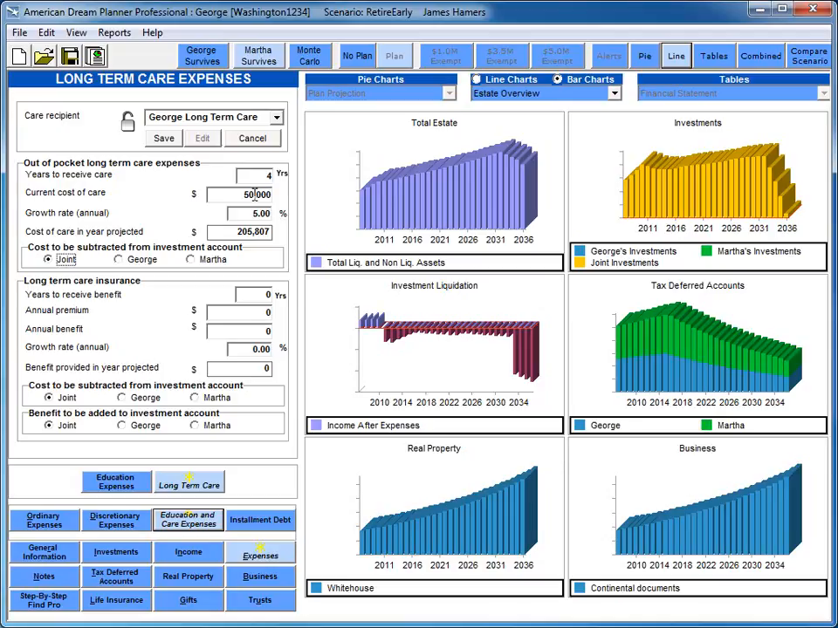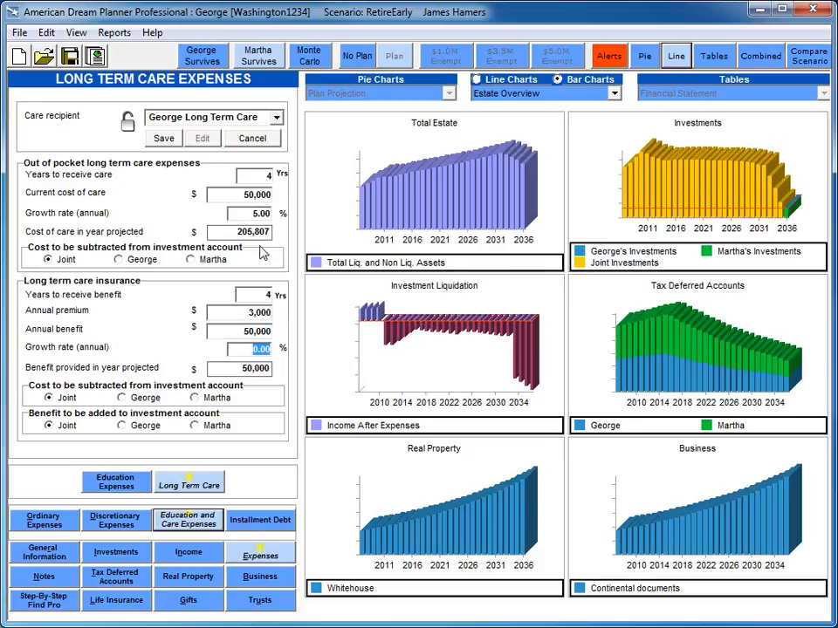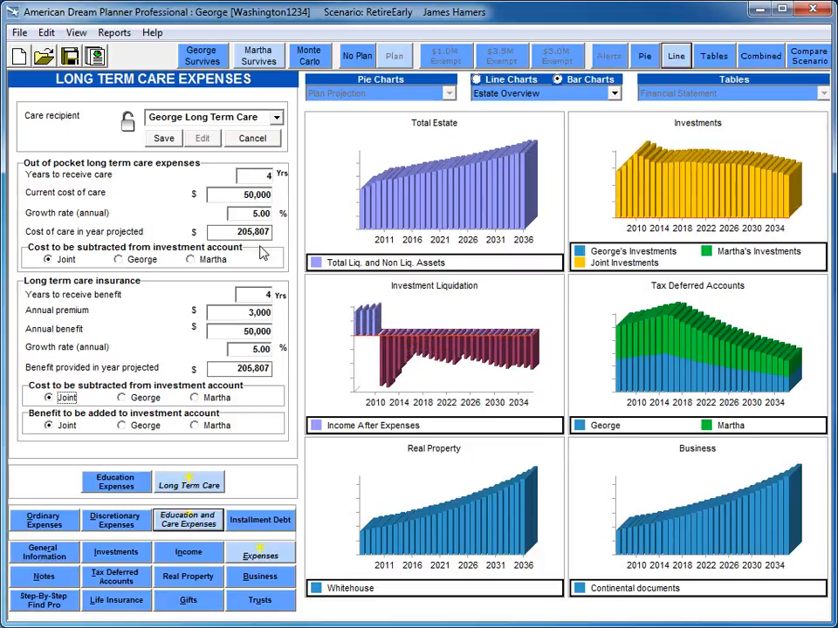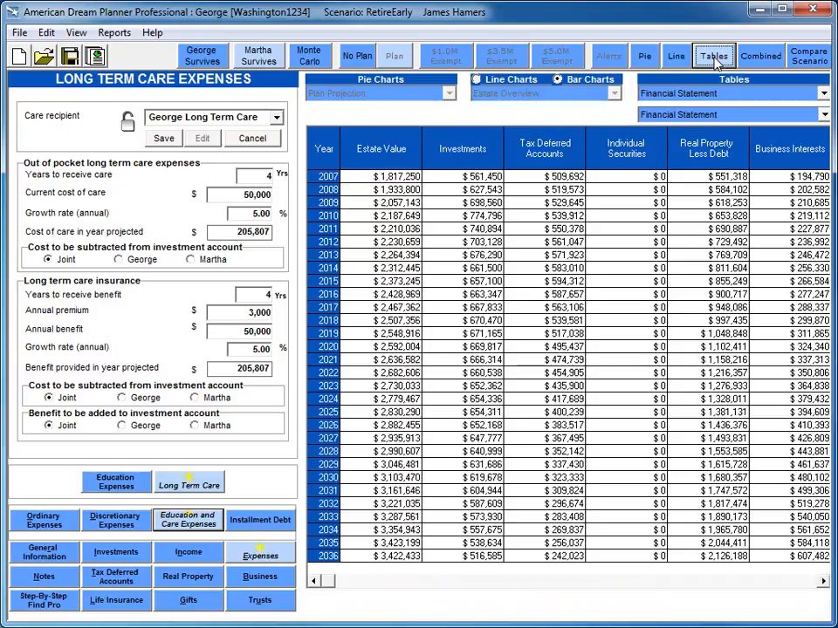To offset the cost of care, George decides to buy a 4-year policy. The annual premium is $3,000. And let's have the benefit equal to the amount of the care, also growing at 5%. And notice now that the investment account is stable, that the client doesn't run out of money, and the cost of care is affordable.